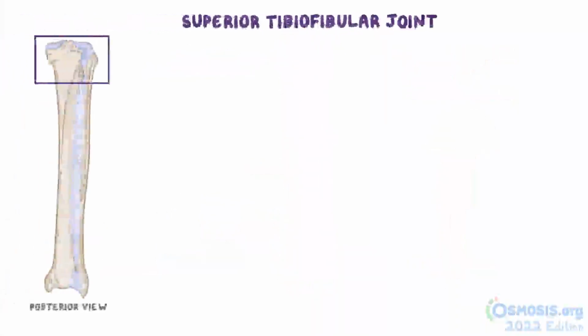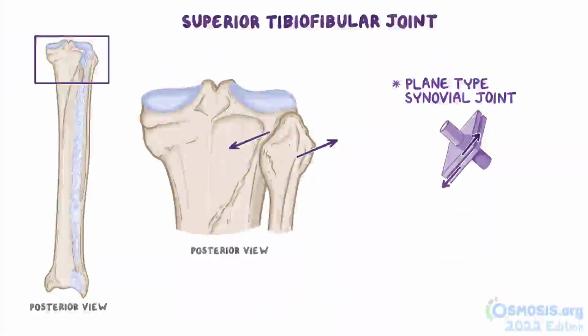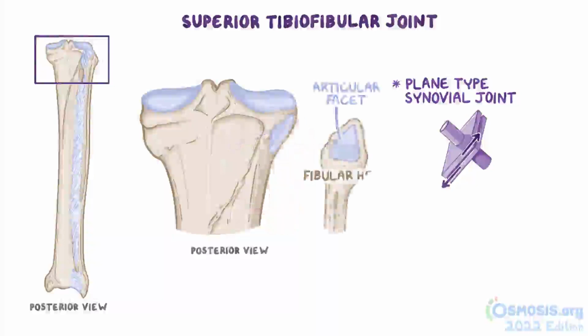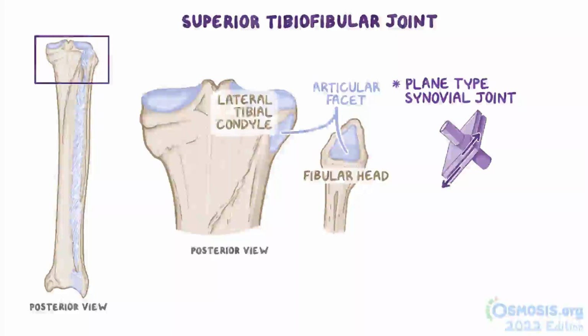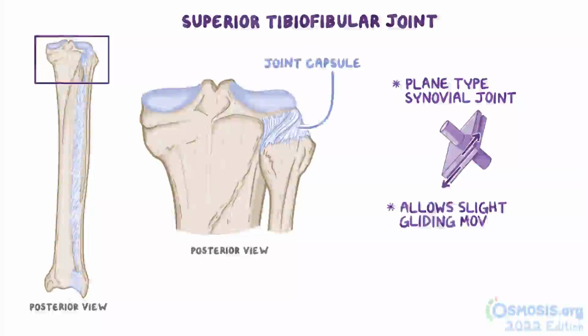The superior tibiofibular joint is a plane type of synovial joint, which allows the involved bones to glide over one another to create movement. This joint is located between the flat articular facet on the fibular head and a similar articular facet situated posterolaterally on the lateral tibial condyle. As expected, the superior tibiofibular joint is also surrounded by a joint capsule which attaches to the margins of the articular surfaces of the fibula and tibia. This joint allows slight gliding movement during dorsiflexion of the foot.